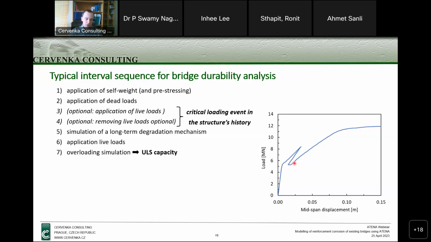Finally, the design life loads are applied again, and in interval number 7, the overloading of the structure is simulated to assess the ultimate load-bearing capacity of the structure affected by the degradation mechanism.